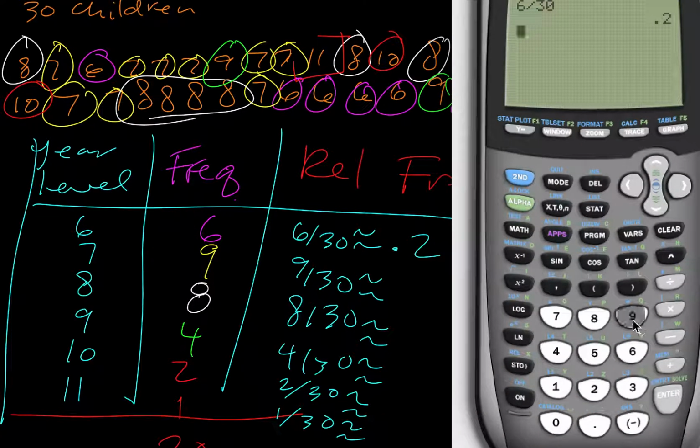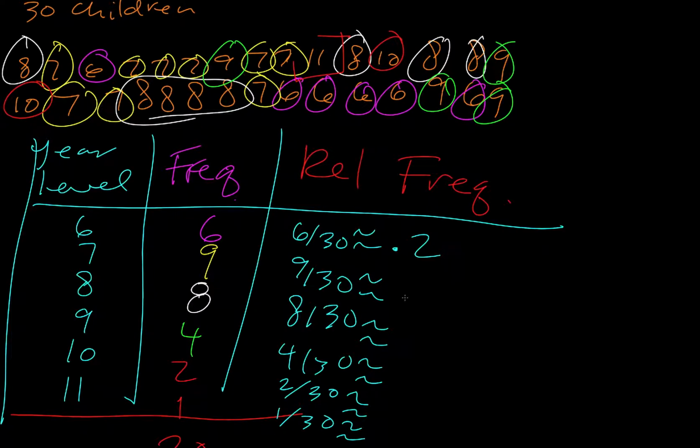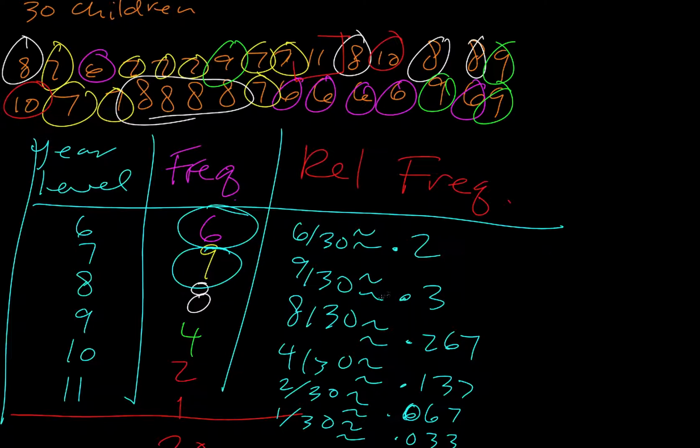Okay, so we have 9 over 30. So that's 0.3. And if we continue to do that, we'll get 0.267, 0.133, 0.067, and 0.033. So that's our relative frequency. That's basically just asking what is the percentage of the total that this 6 represents. Well, that's 20%, or this 9 represents 30% of the data. And so that's what A was asking us to do.